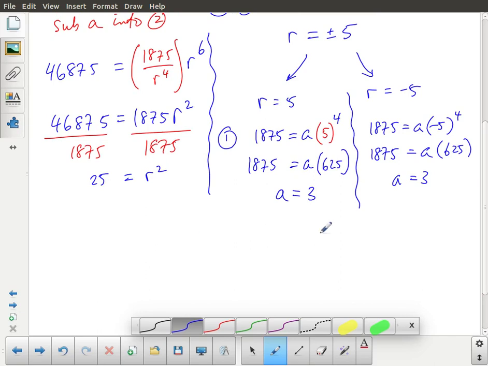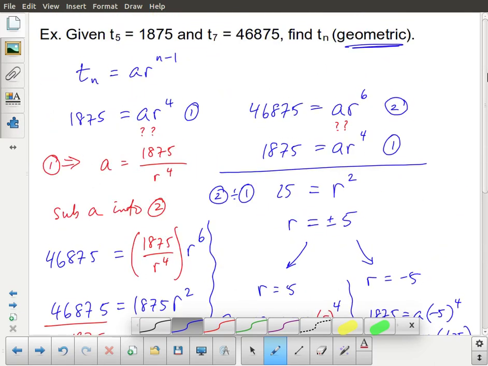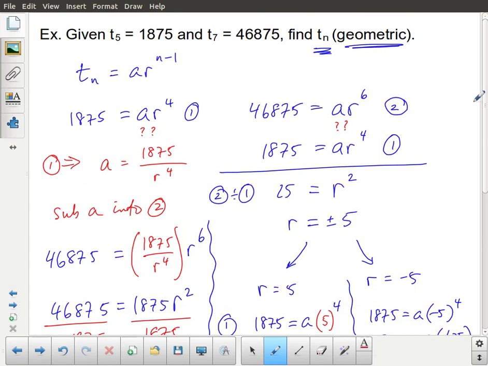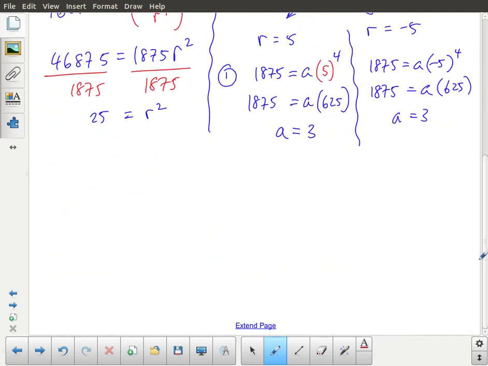And so therefore, let's make sure I'm answering the question that's being asked here. Yeah, it wants me to find the general term. So therefore, Tn is equal to a, which is 3, times r, which is 5, to the n minus 1, or Tn is equal to 3 times negative 5 to the n minus 1. So I actually have two valid solutions for this particular problem.